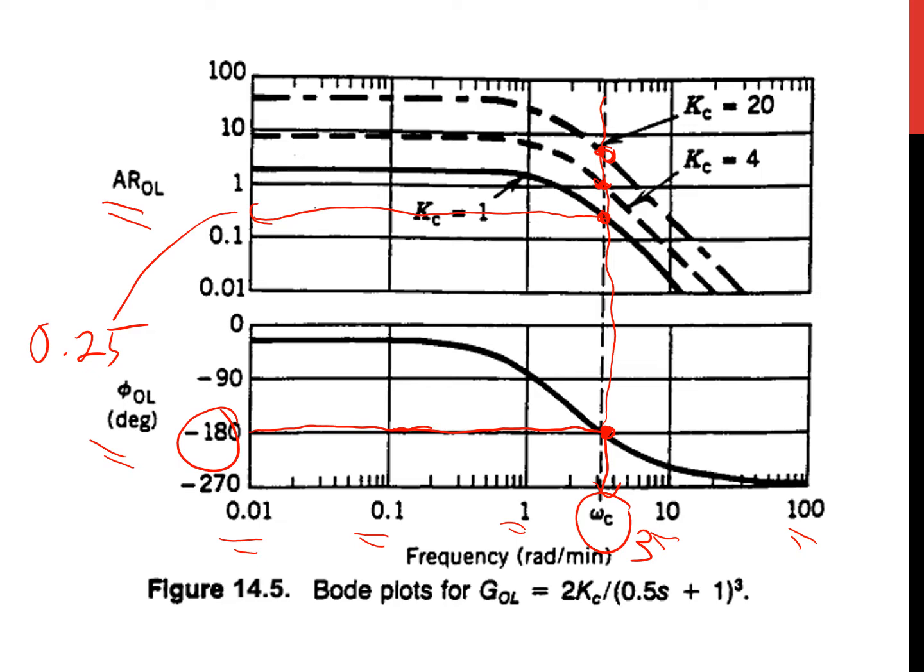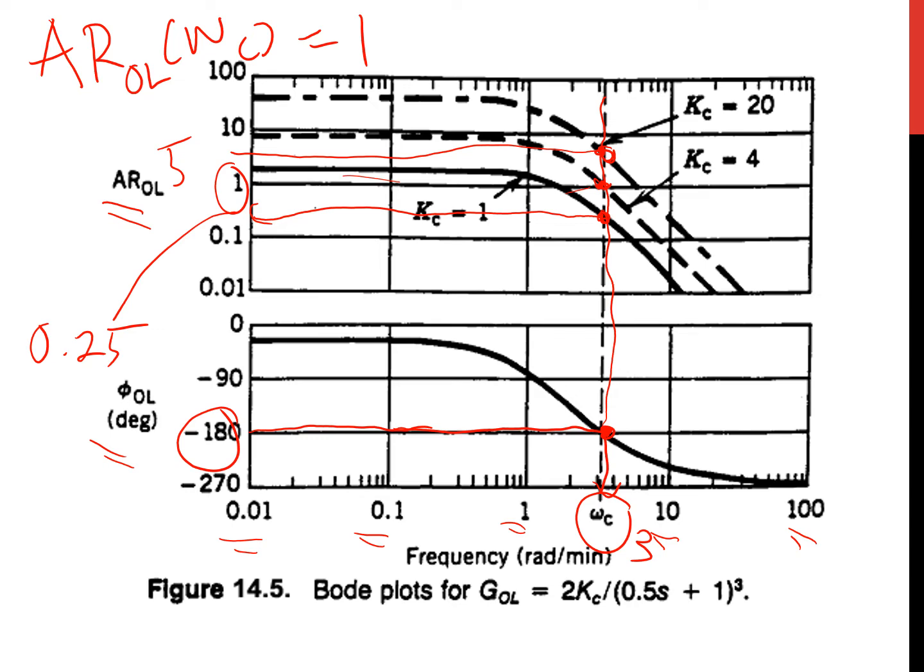Here is around between 1 to 10. Let's say 5. So in this case, it states that AR or L in bracket WC equal to 1. Greater than that, it becomes unstable.